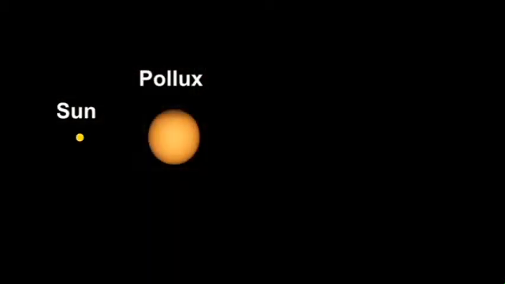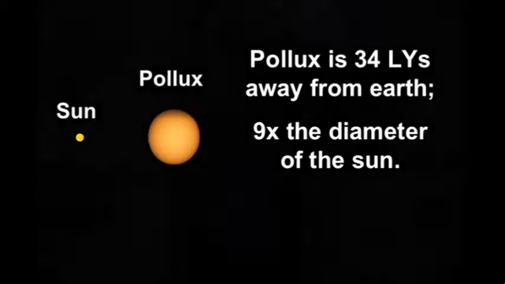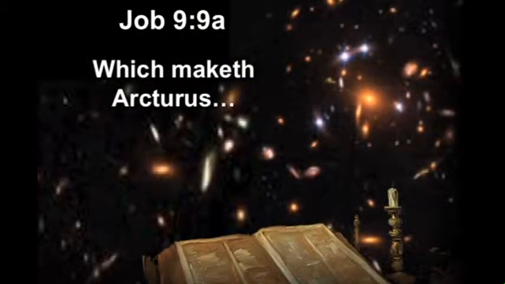There's a big, big difference in these numbers. Now, this is a depiction of our Sun compared to Pollux. Pollux is one of the closest stars to our planet. God put Pollux about 34 light years away from the Earth. It is so big it is 9 times the diameter of our Sun, in which almost 1 million Earths would fit.